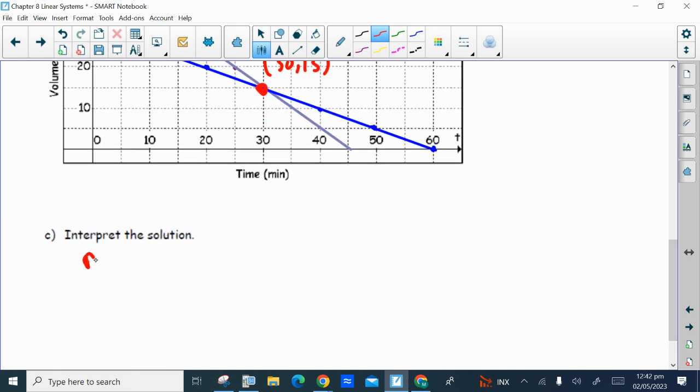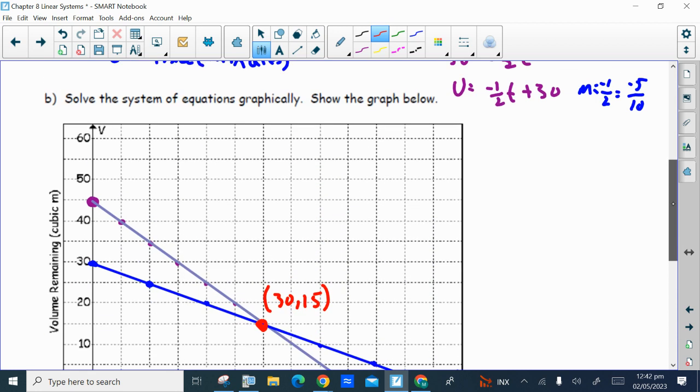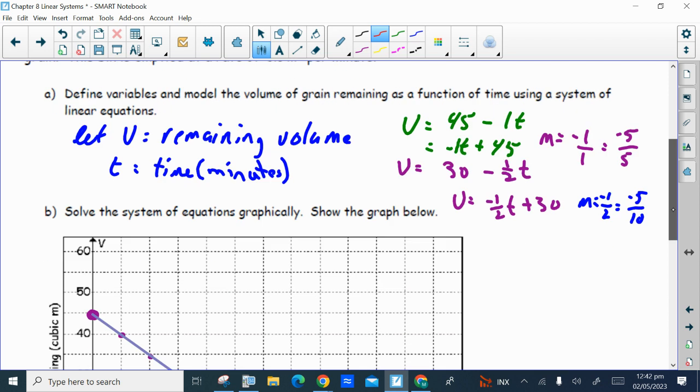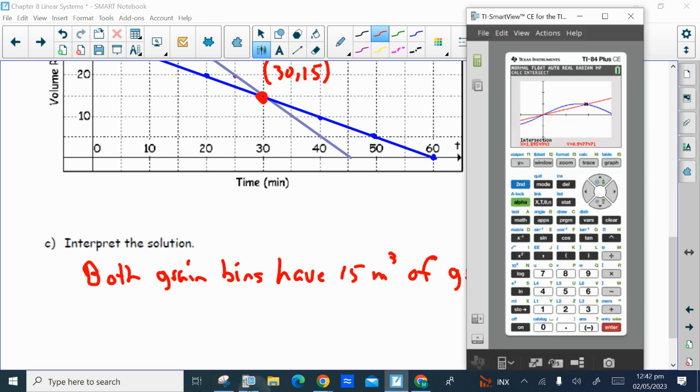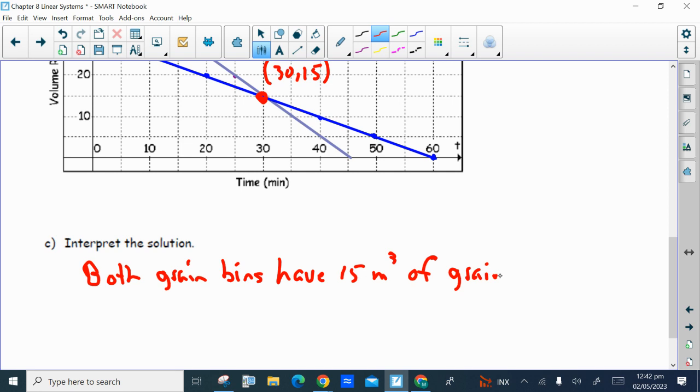So we can say that both, and what are we calling them here? Both grain bins have 15 meters cubed of grain remaining after 30 minutes.